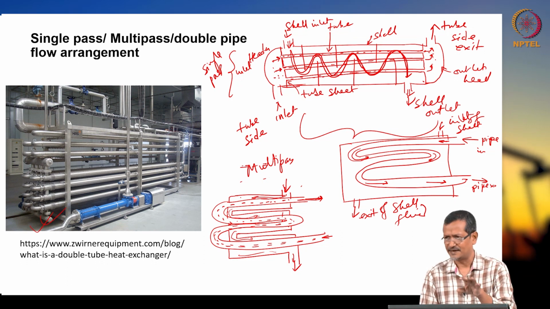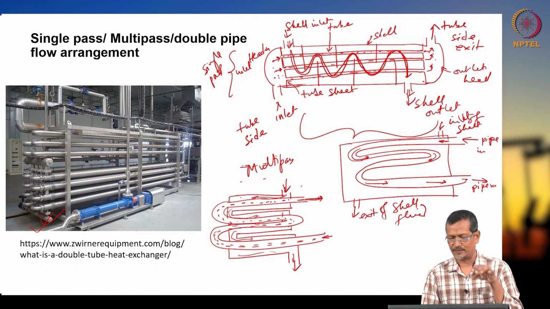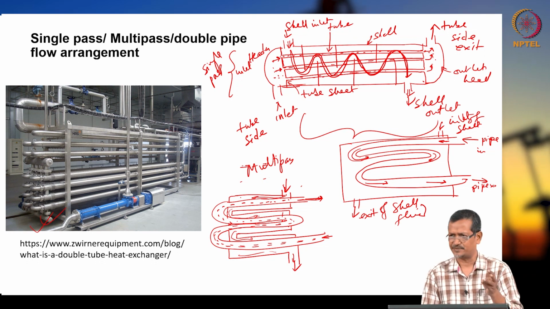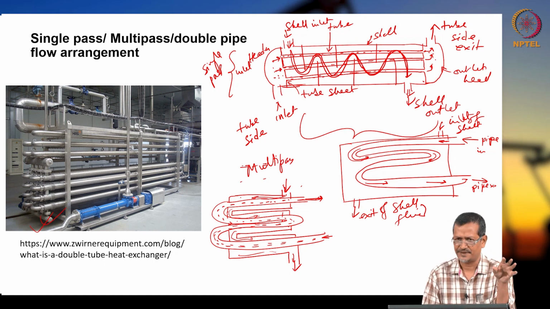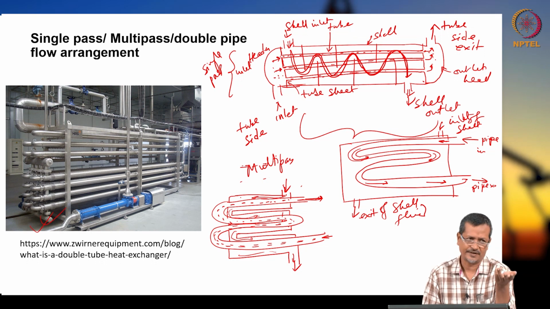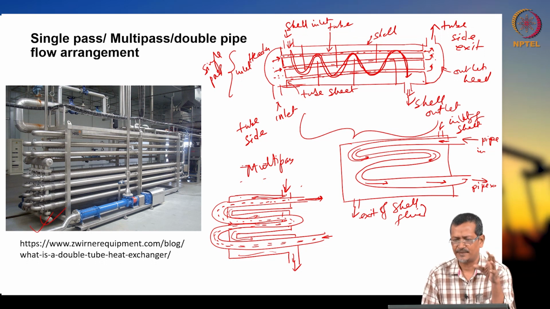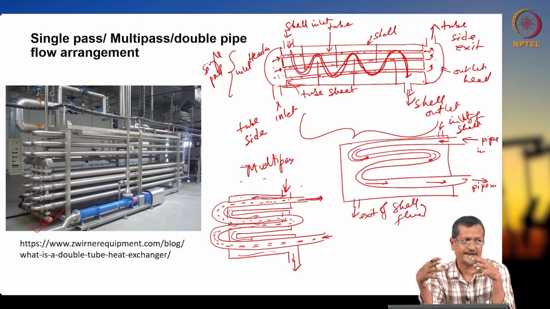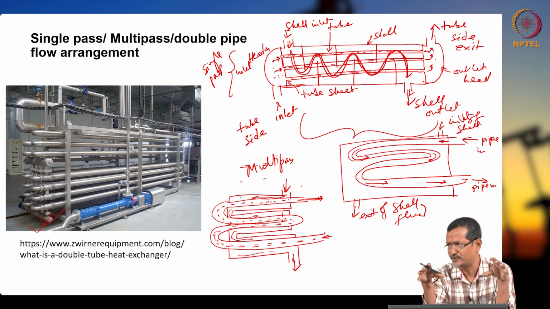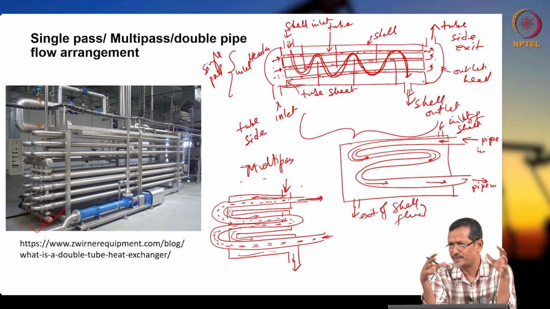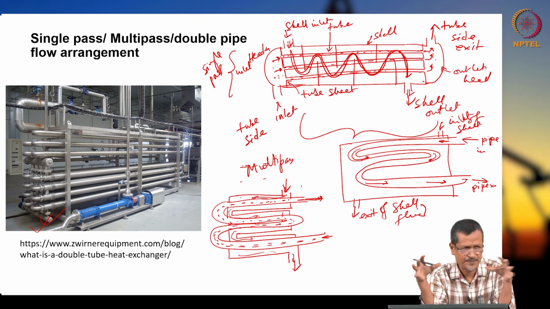There will be different types of heat exchangers, and different combinations may be possible. One is single pass, multi pass, double pipe, and maybe many other combinations. Different companies will make different arrangements to sell their product, and they will have some merits and demerits also. They will try to make compact heat exchangers, because in many places space will be a constraint. Compact means less space will be required.